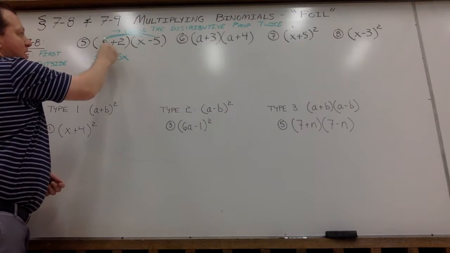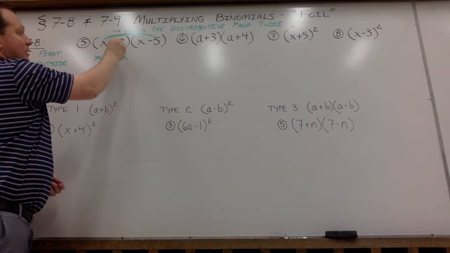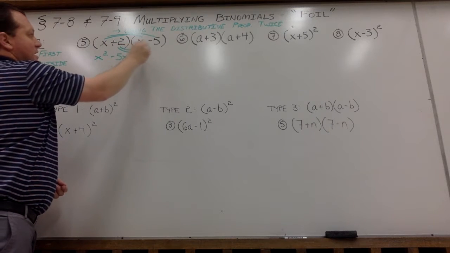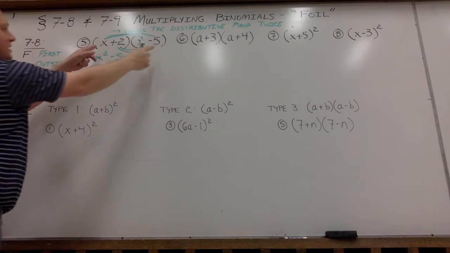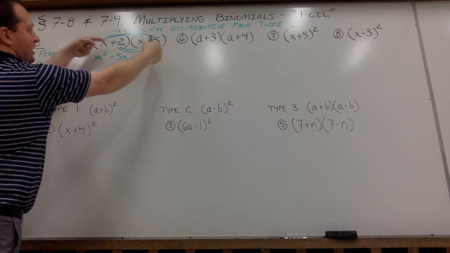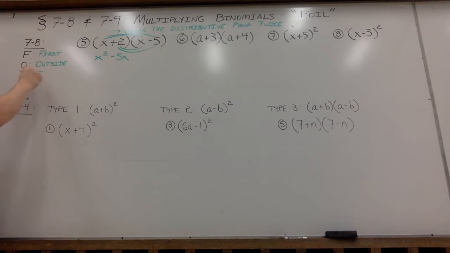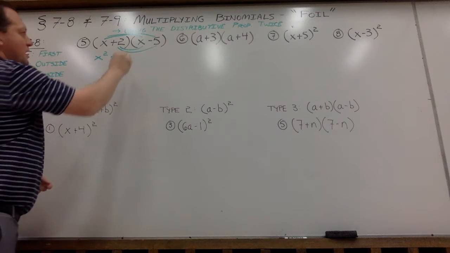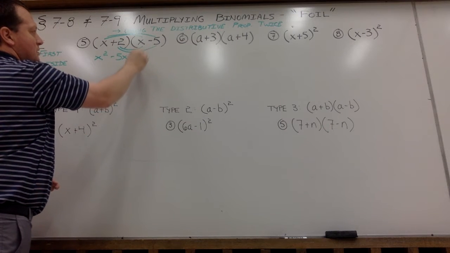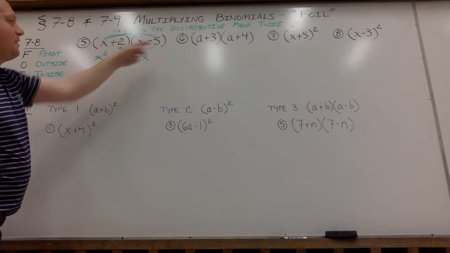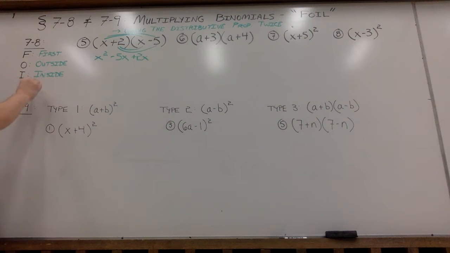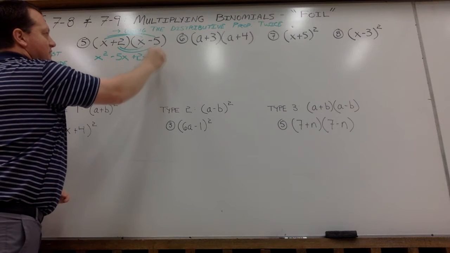So there's my first distributive property. Now I'm going to use the distributive property again. 2 times x, the 2 and the x, well, if x and negative 5 are on the outside, the 2 and the x are on the inside. So 2 times x is 2x. And then if x and x are the first, 2 and 5 are going to be the last. So 2 times negative 5 is negative 10.